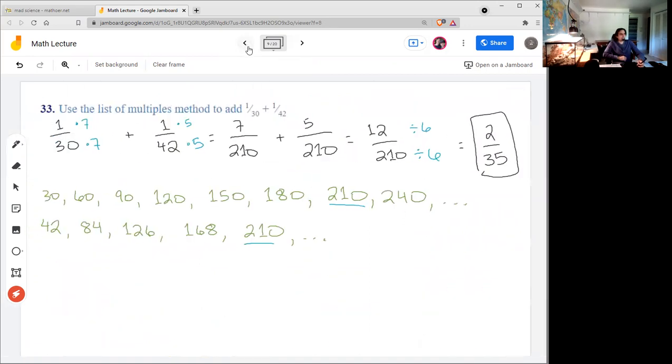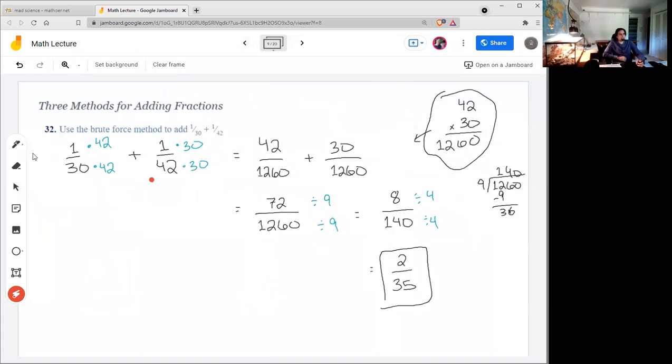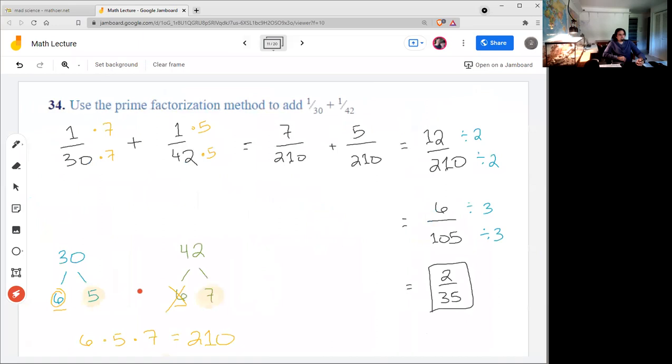So 3 different ways to do common denominators. They all work. They all have their pros and cons. Some start quickly and bog down. Some start with a lot of thought, but then are pretty efficient at the end.